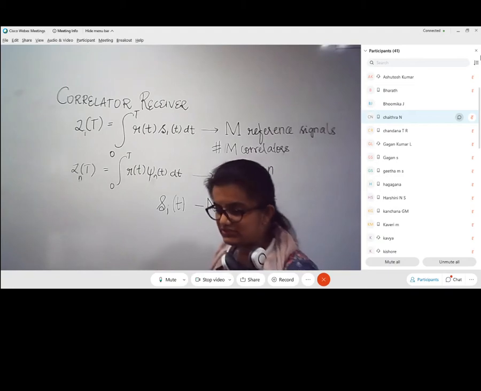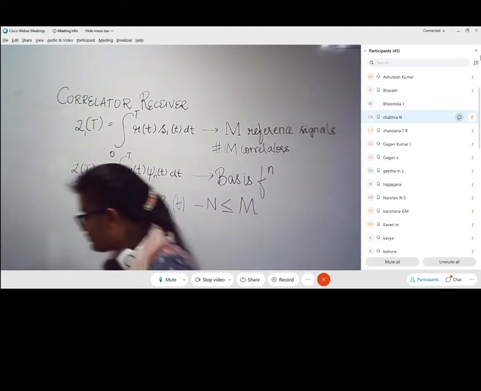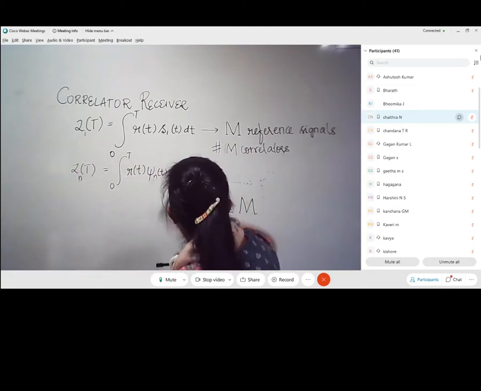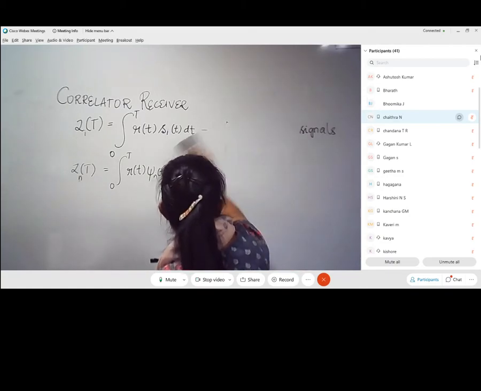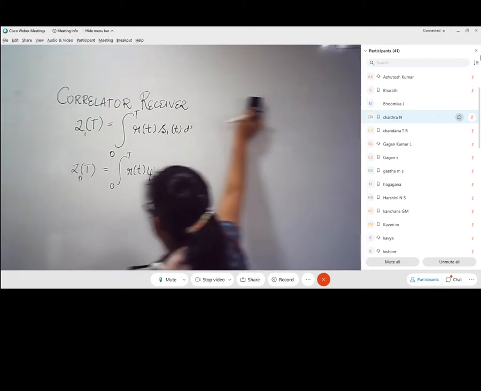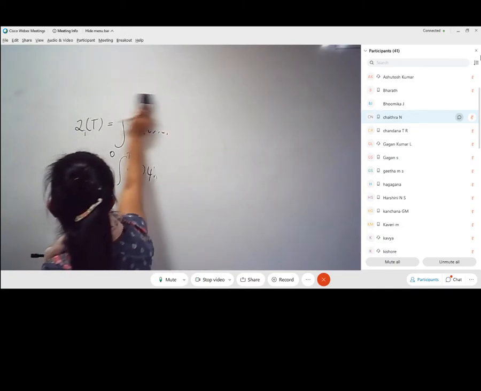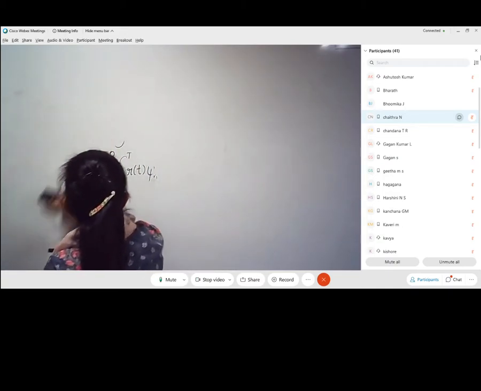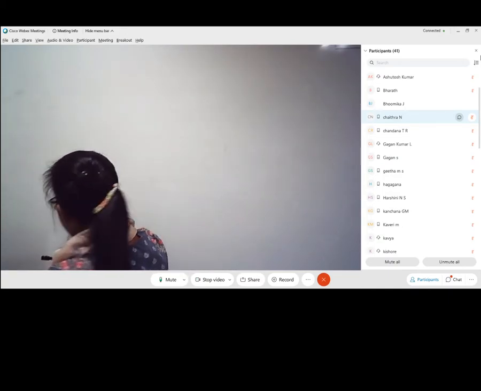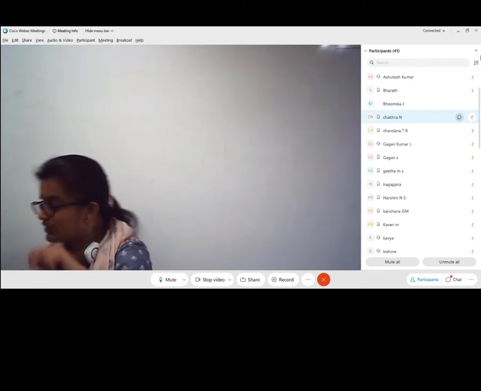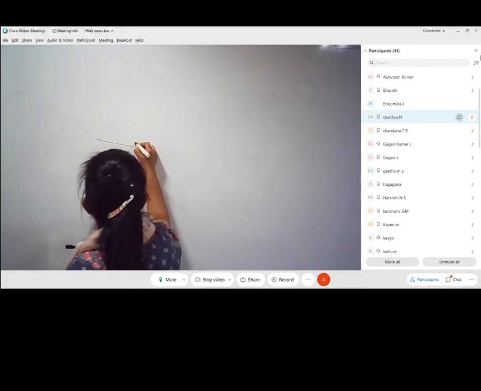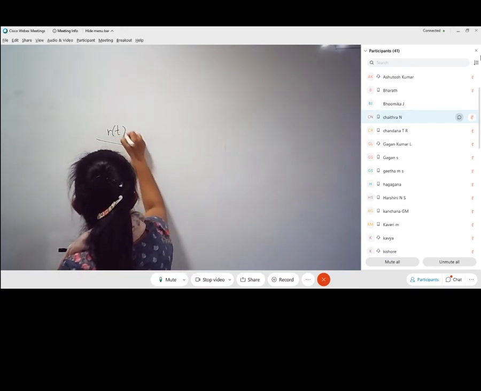Having said this, we will go to a specific case where we consider the transmission of two symbols only, that is S1 and S2. In that case, the correlator receiver can be reduced to only one single correlator, with the R of t I will be considering.